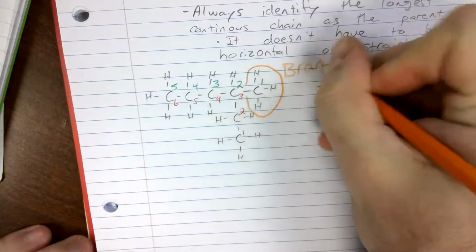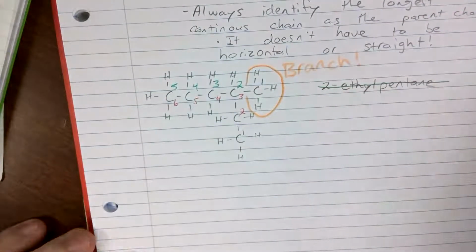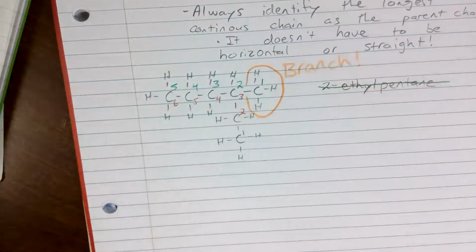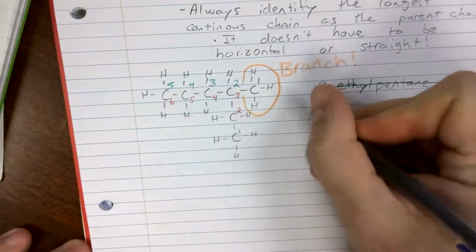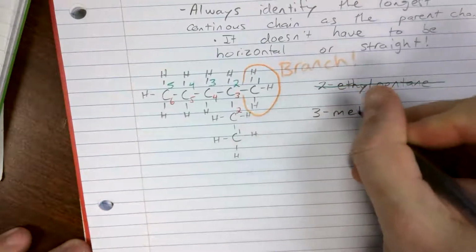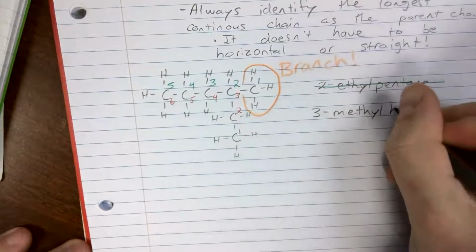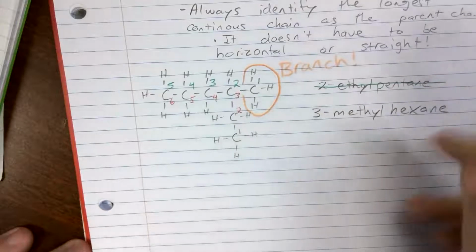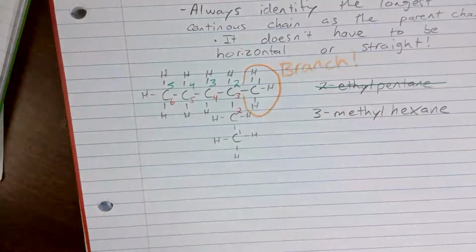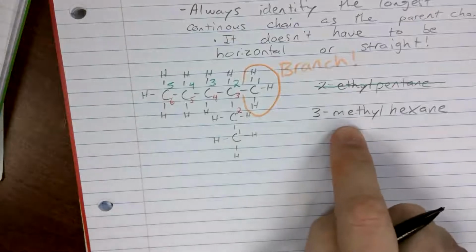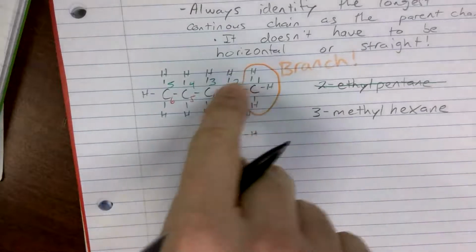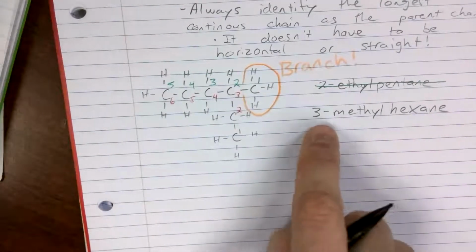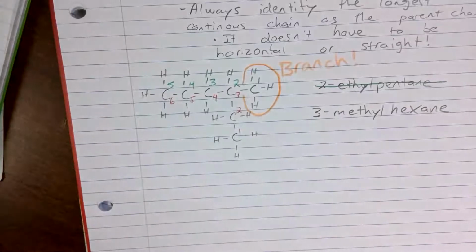This is the branch. Which makes this 3-methylhexane. Meth tells us 1 carbon, it's a branch, YL. Hexane tells us the parent chain has 6 carbons in it. That branch is on the 3rd carbon.